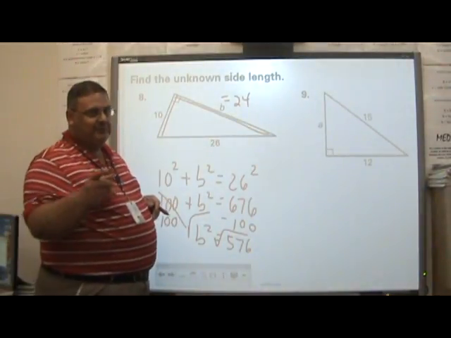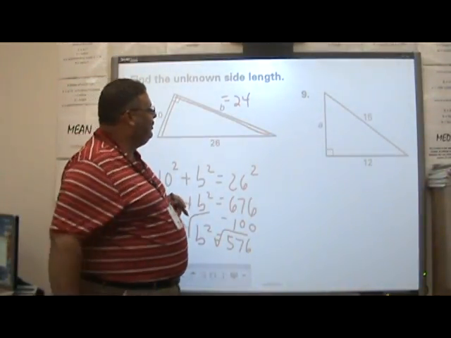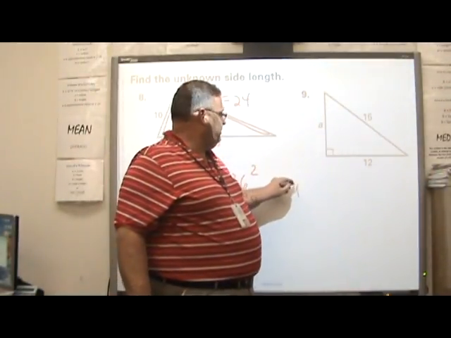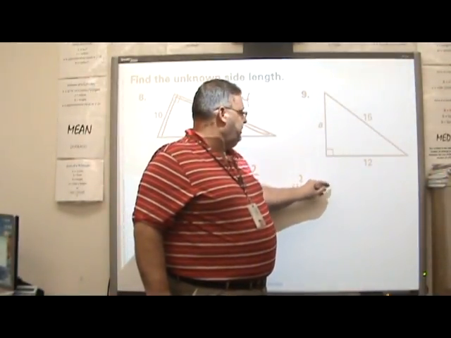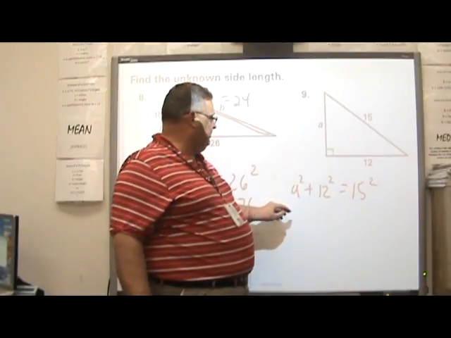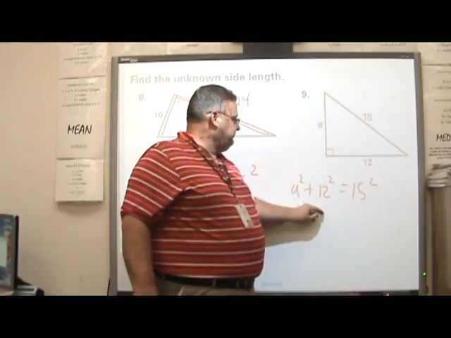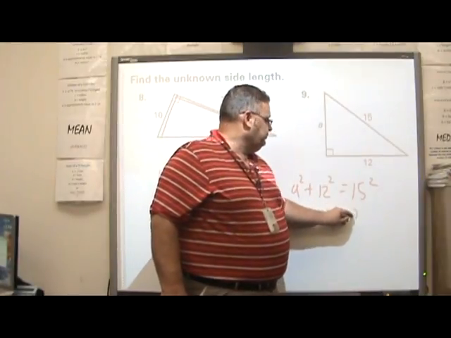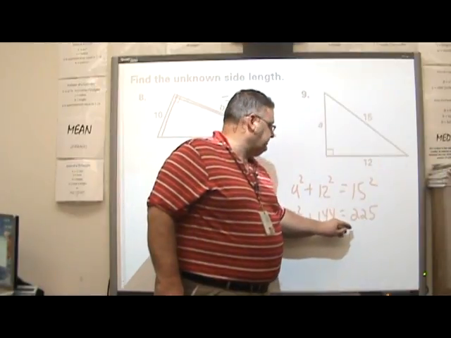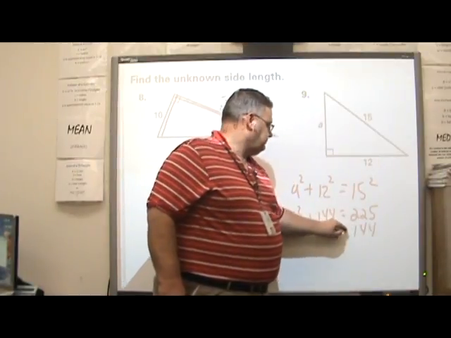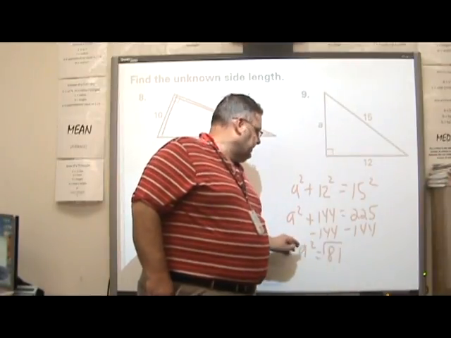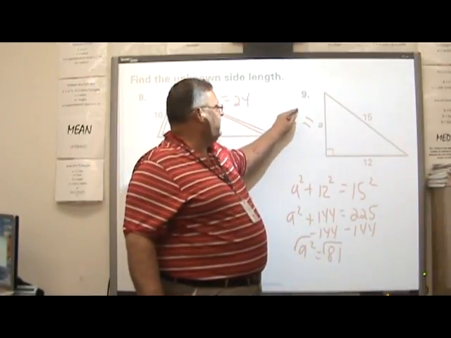And yes, I cheated a little bit before I started shooting this, so I didn't do all that in my head. All right, and again, a squared plus b squared equals 15 squared. Now these are some numbers I am familiar with. So a squared plus 144 equals 225. I'm going to subtract 144 from both sides. A squared equals 81, and the square root of 81, a equals 9.